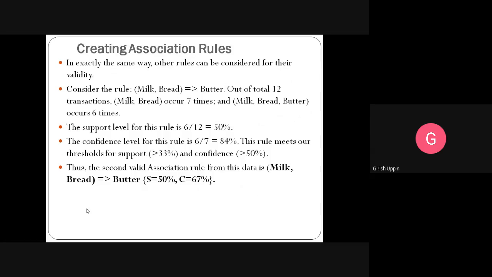Next, in the same pattern, we can have another: milk comma bread implies butter. Here also 12 records are there. Milk and bread are bought together 7 times. All the three are bought 6 times. So what is the support level? 6 out of 12, 50%. And what is the confidence level? 6 divided by 7, that is 84%. So this is also a second valid association rule, milk, bread implies butter. It means if a person is buying milk and bread, definitely he will buy the butter. So this is the support and the confidence level for that particular rule.